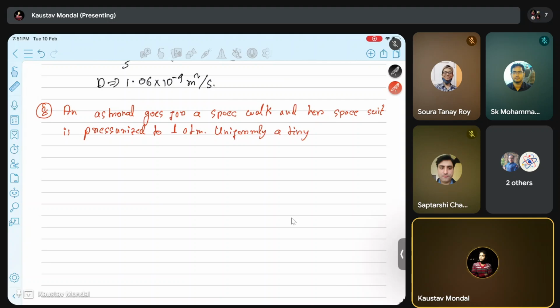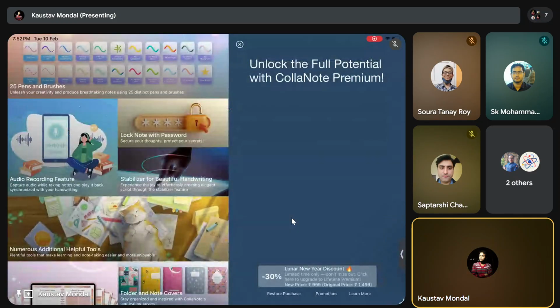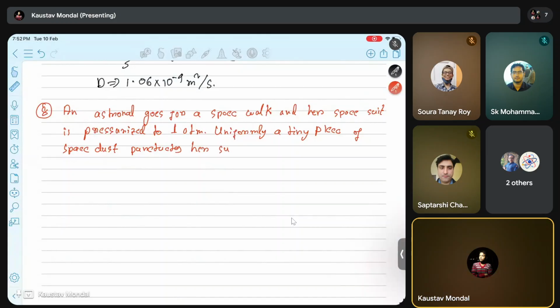A tiny piece of space dust punctures her suit and it develops a small hole of radius 1 micrometer. So that is very small, right? 1 micrometer, 10 to the power minus 6 meter. So it's very small.